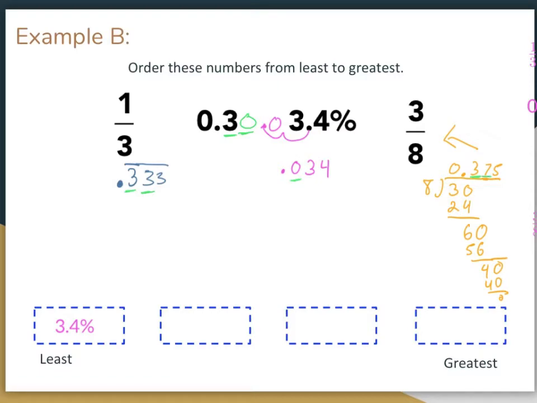And I've got a 7 in my 10th place here. So again, my 0 is going to be the smallest number there, so I know 0.3 is going to be the next number up that we're doing. And then we're going to go to our last digit that we have, our last place value. I've got a 3 for the 0.3 repeating, and I've got a 5 for 3/8. So the 5 is going to be greater than that 3. So I know that 1/3 is going to come next, and then finally 3/8. So make sure that your paper looks like mine, and let's move on to the next one.